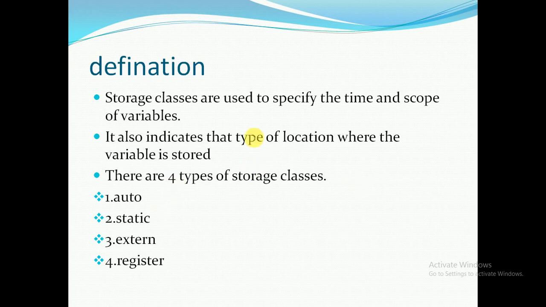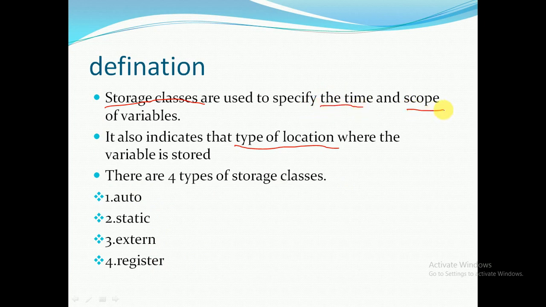It also indicates the location where the variable is stored, the type of location. That means you are storing in secondary memory or primary memory or registers of the CPU. Wherever you are storing the variable, that indicates your storage class. There are 4 types of storage classes: auto, static, extern and register. Clear? Now first we understand time and scope.